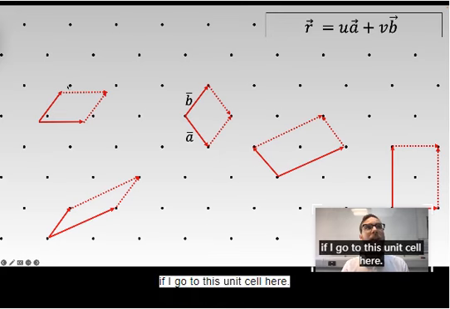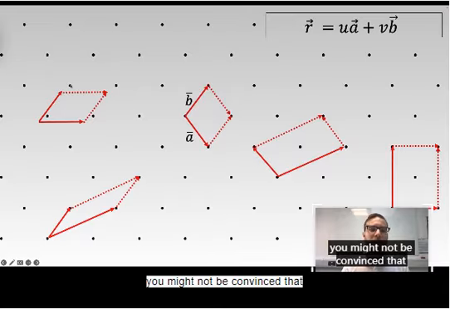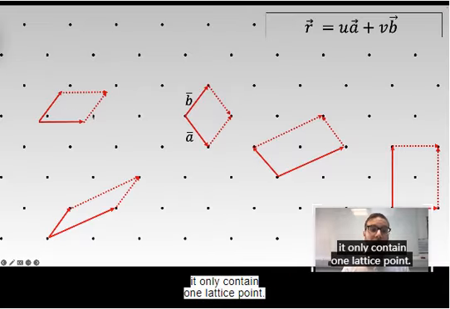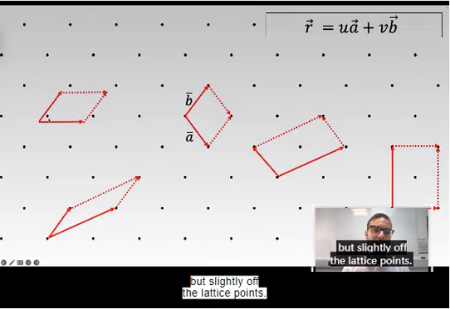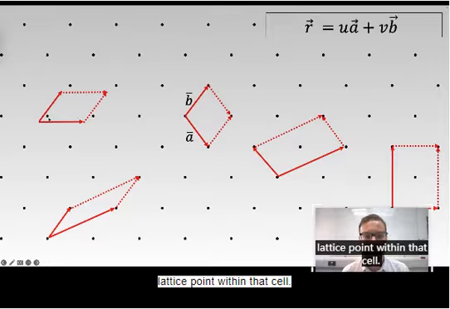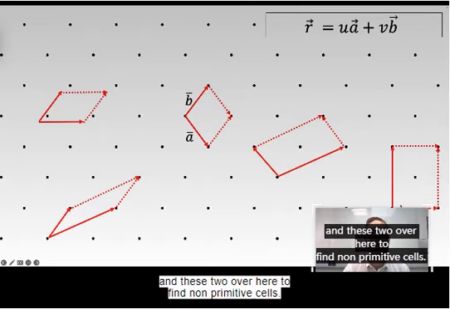So if I go to this unit cell here, if I were to draw it between the lattice points here, you might not be convinced that it only contained one lattice point. But if I were to just translate it ever so slightly, so it didn't actually sit on the lattice points but slightly off the lattice points, you can see that there is only one lattice point within that cell. So these three here define primitive cells, and these two over here define non-primitive cells.